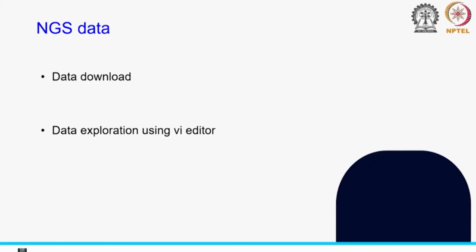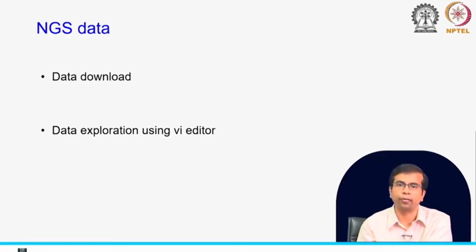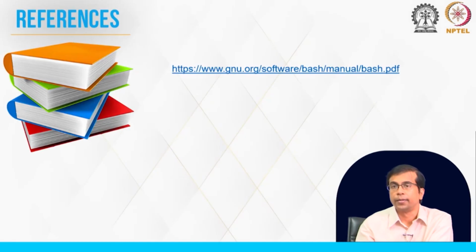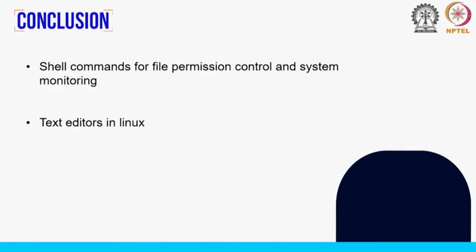This is the agenda. In the next class we will talk about the data download and explore this data using the VI editor. This is again the reference that we have used. To conclude, we have talked about the shell commands for file permission control, and these are very useful when we are downloading software tools. They might not have the necessary permission to run on your system, so you want to give those permissions before you can execute them.